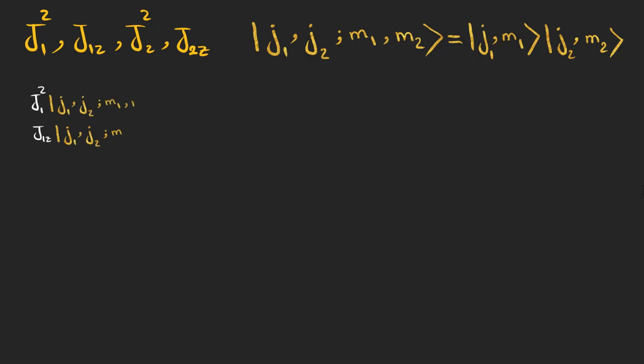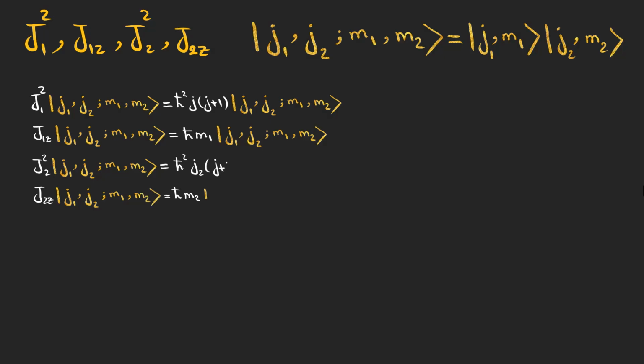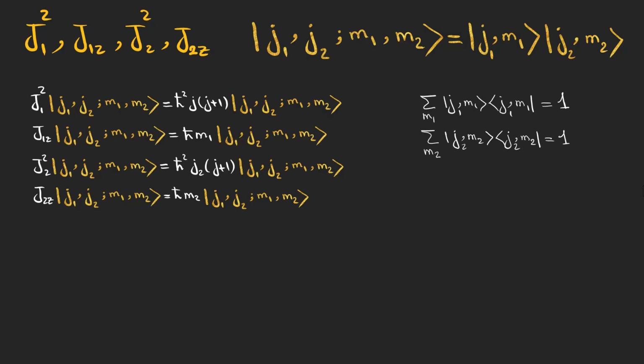The angular momentum operator associated with the first particle or feature just acts on J1 and M1. And the operators associated with the second particle or property just act on the second subspace, J2 and M2. We also know that the eigenstates associated with each angular momentum are complete. So these new eigenstates also form a complete basis.